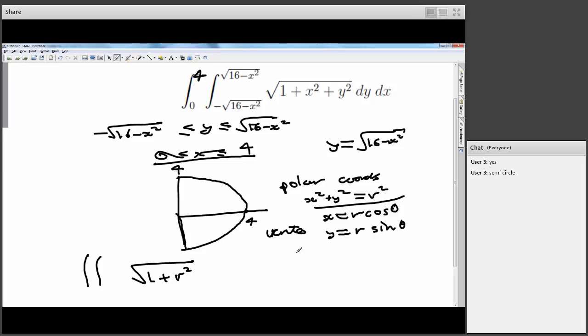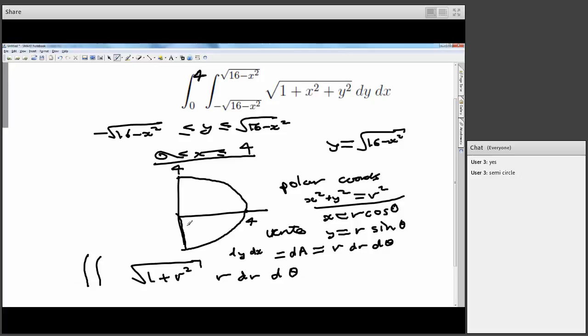Next thing I want to do is change the differential. So the differential with short row is dA, but as you can see here, it's either dy dx or dx dy. So just come over to the dA part, and I'll translate that to r dr d theta. And it's good to end the square root just as I've written in this case, just to split them out. So that's the translation.